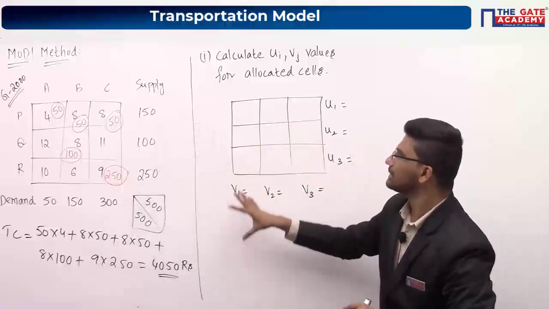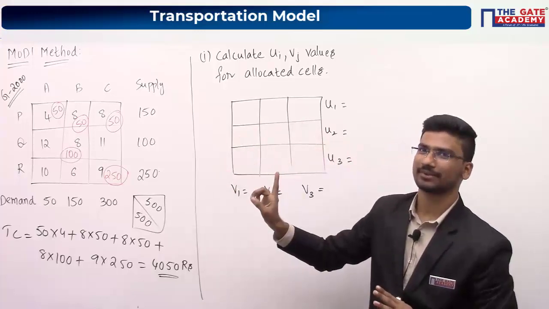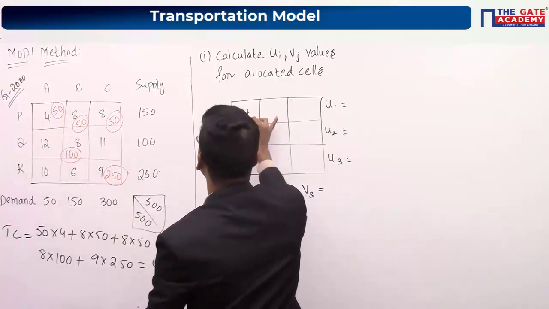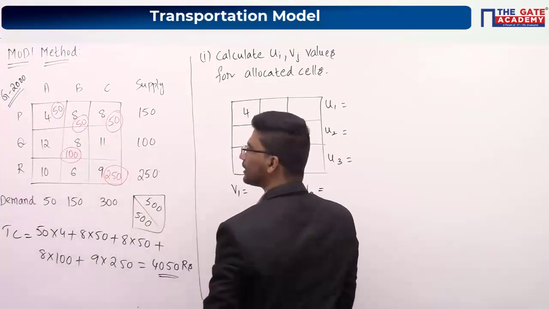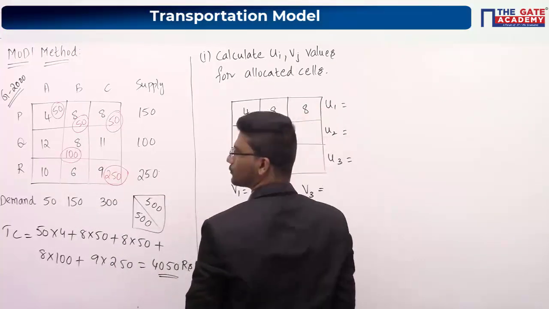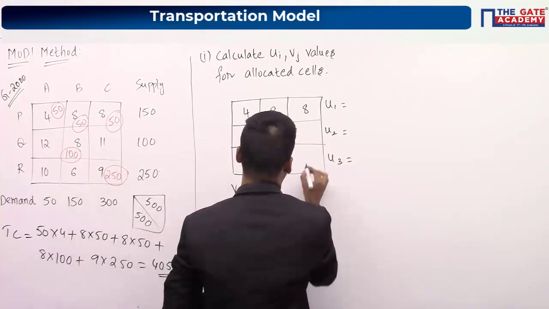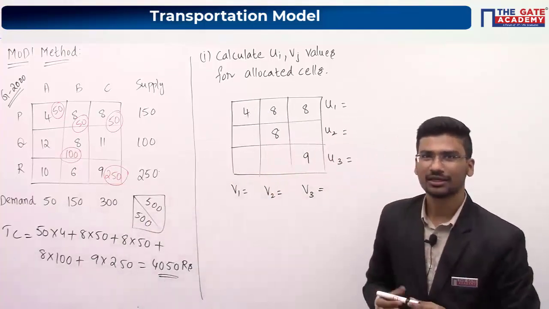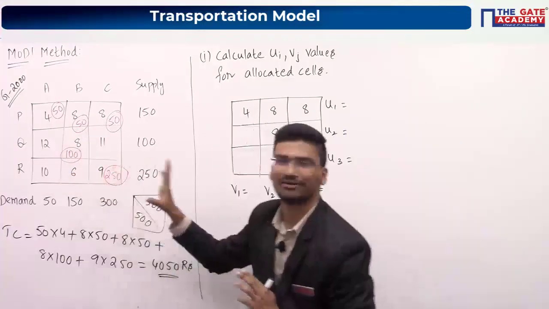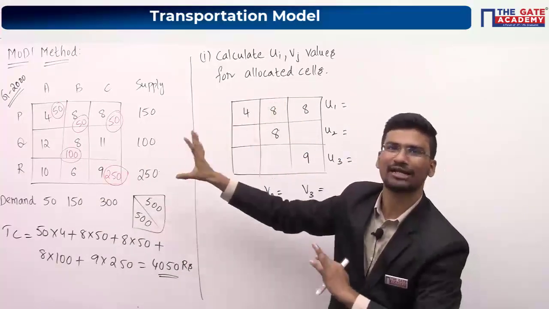Now what we are going to do is write the cost values where allocation is present. In the first cell, we have an allocation, so write down the cost value. In the second cell, we have an allocation, write down the cost value. Here also, here again, and here also, write down the cost value. You can count the number of allocations: 1, 2, 3, 4, 5 allocations. So we have written 5 cost values associated with those allocated cells.